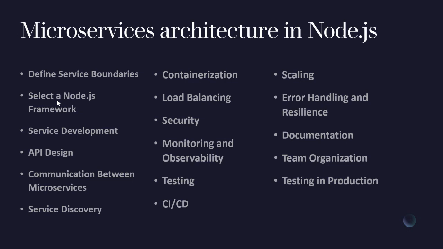Okay, so let's see the overview of microservices architecture in Node.js. Microservices architecture in Node.js involves designing and implementing a distributed system of small, independently deployable services, each running on Node.js to fulfill specific business capabilities. This approach leverages the strengths of Node.js, of course, such as its non-blocking, event-driven architecture. Okay, so first one is define service boundaries. Identify the various business capabilities of your application and define clear service boundaries.